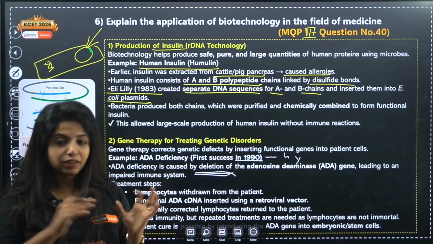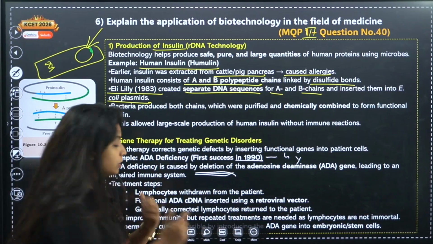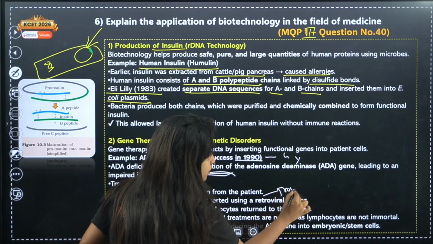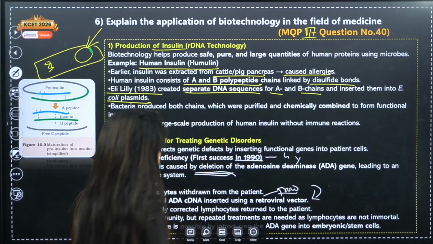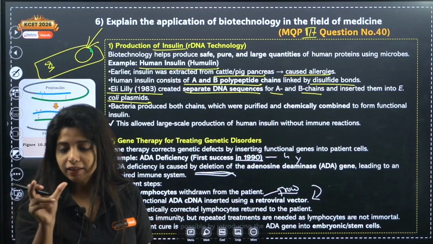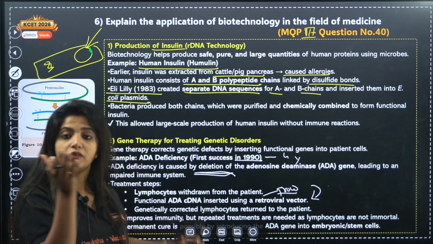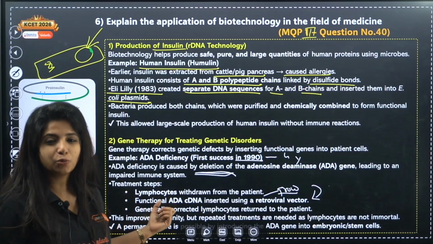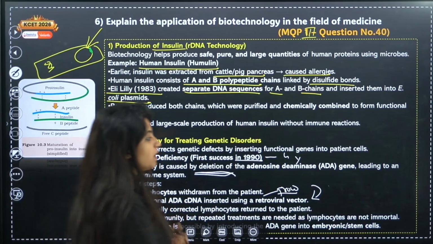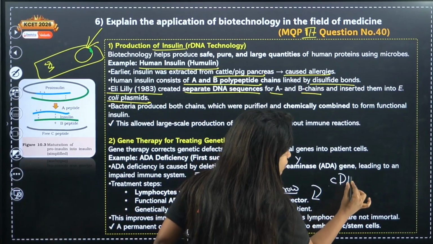So as I said, we take the lymphocytes and grow them in a medium. Then we insert the gene first into the retroviral vector, and that retroviral vector will transfer it into the lymphocytes. So what is cDNA? That is mentioned, and it causes trouble in remembering.